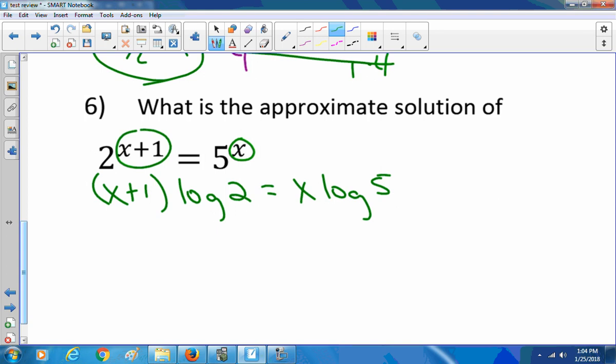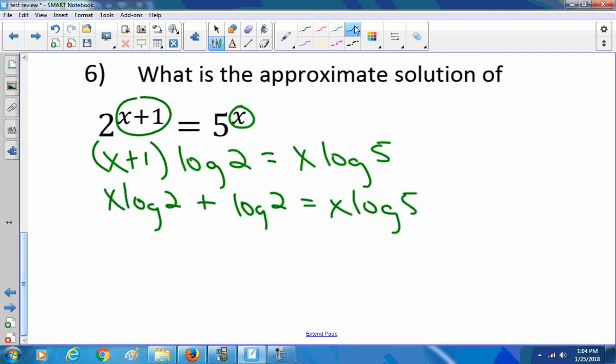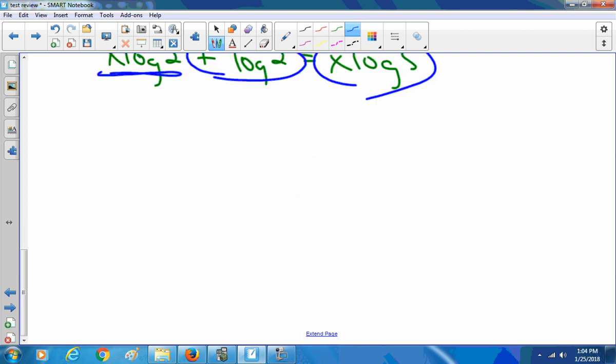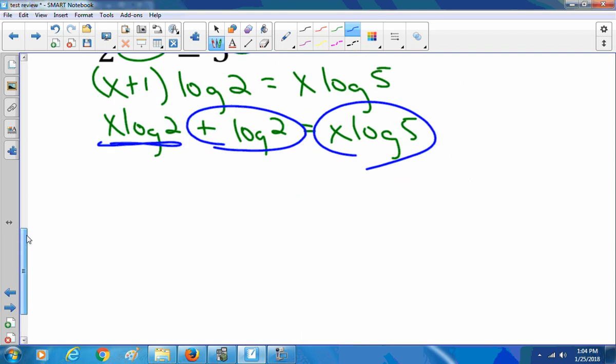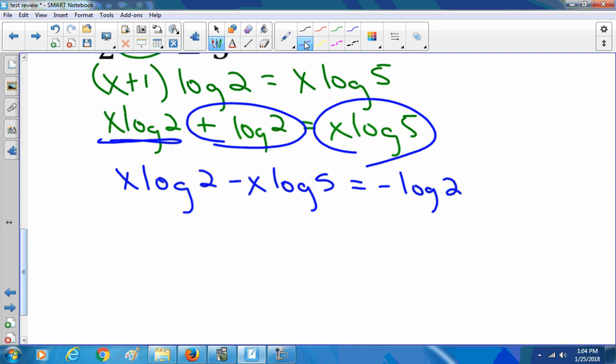Next thing we're going to do is distribute. So I have x log 2 plus 1 log 2, which is just log 2, equals x log 5. And then remember, this is where I said stay, go, go. We're moving things to the correct side. So x log 2 stayed, minus x log 5, negative log 2 went over there. And then the last two steps are to factor out the x.